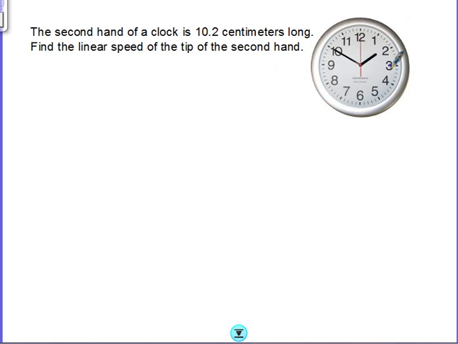Here's an example problem. We have a clock. The second hand of the clock is 10.2 centimeters long, so that looks like a radius. And so we'll mark that radius is equal to 10.2.